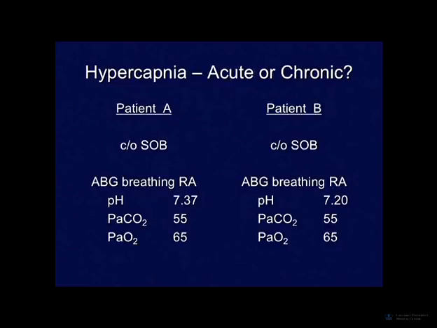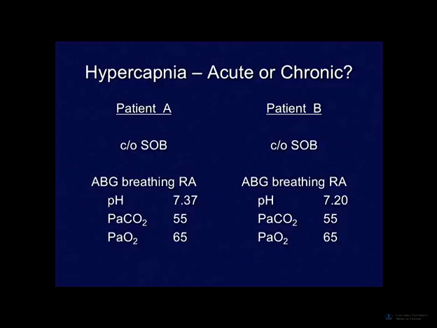So two patients, both complain of shortness of breath. Both are breathing room air. One has a pH of 7.37, one has a pH of 7.2, but they have the same CO2 and the same PaO2. So which one is acute? Left? Anyone say left? Right? The right side, right. Because like we said before, the pH falls lower because you didn't have time to produce enough bicarb to buffer that rise in CO2, so they have a lower pH.